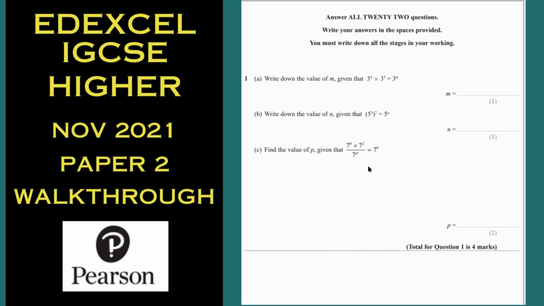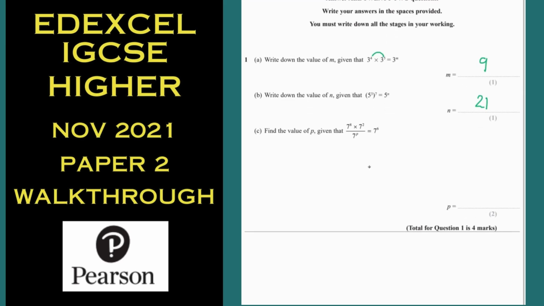So some laws of indices to begin with, phrased in a weird way, but it's all the same. When it's multiplied, you add the powers, that should be power of 9. A power inside a bracket raised to another power, so you multiply the powers. 3 times 7 means it's 21, or if you've written 5 to the power of 21, the mark scheme does say that's acceptable. Strange one here, you can leave it as it is.